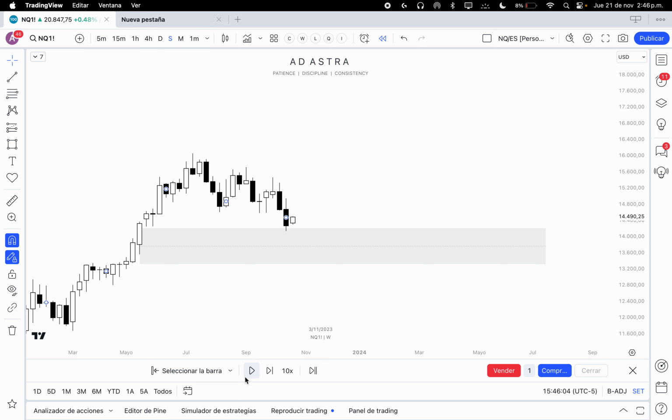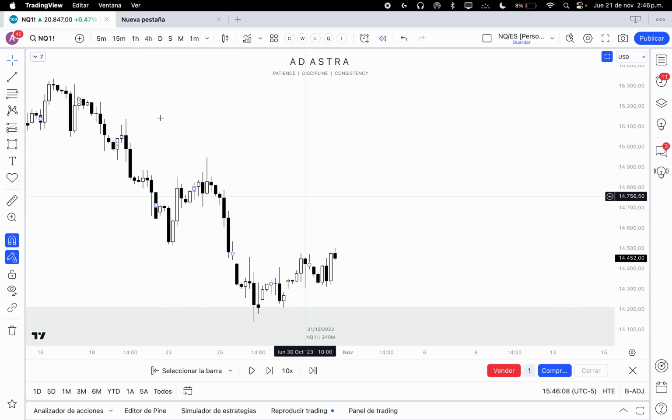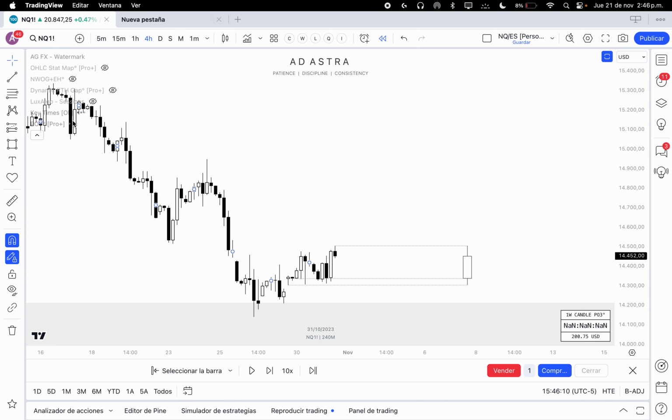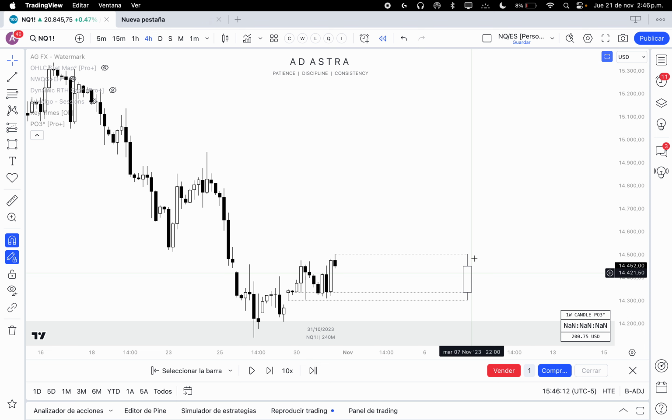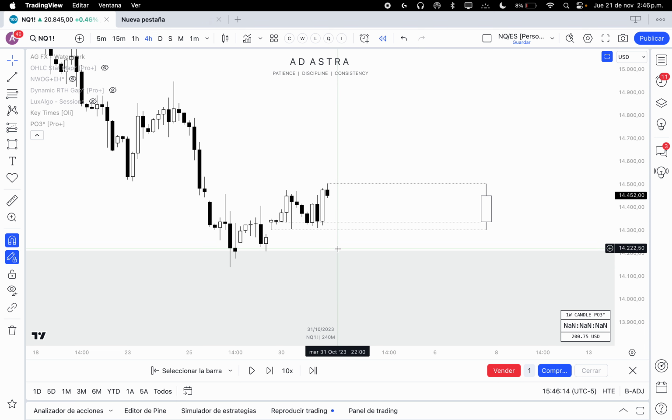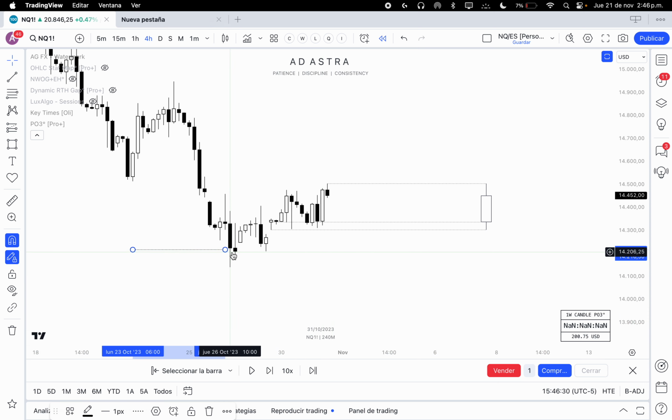Okay, perfect. Actually, let's move to the H4, so you can see how the week is being formed here. Okay, this is Monday, Tuesday. Nice, this is really great. So we tap here a higher time frame level. When we tap this level on Friday of the last week, perfect.